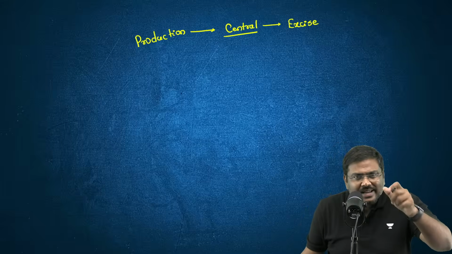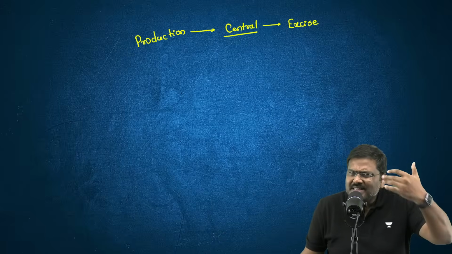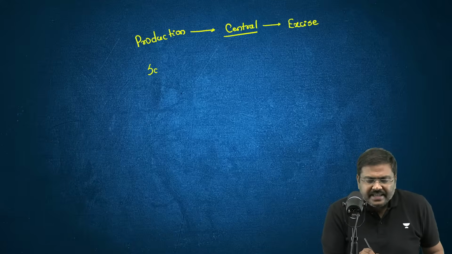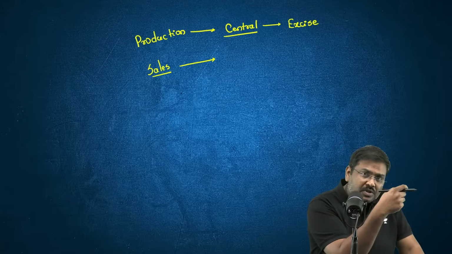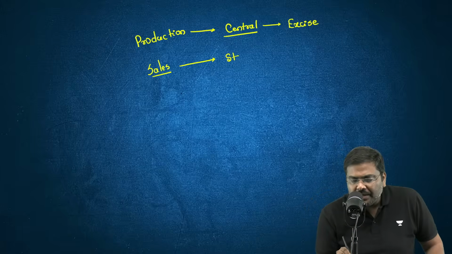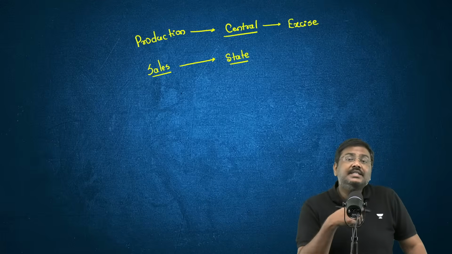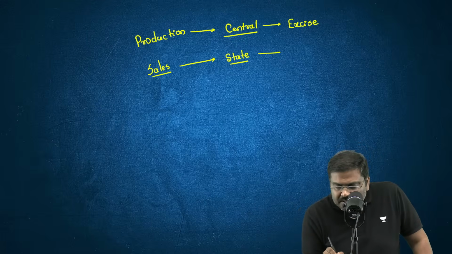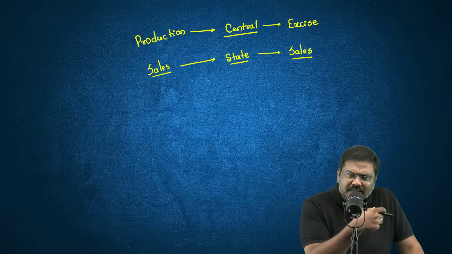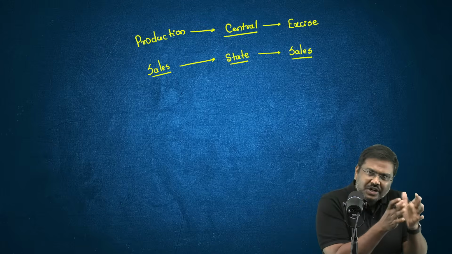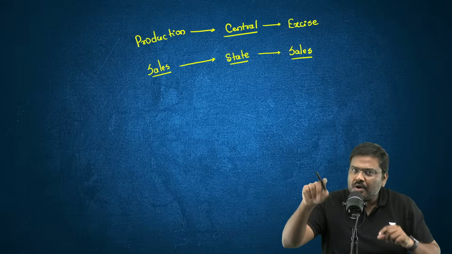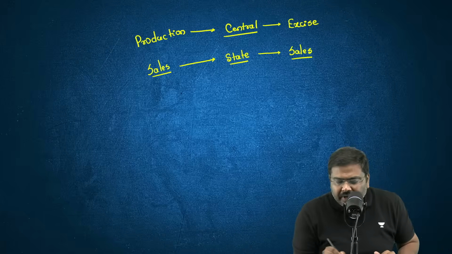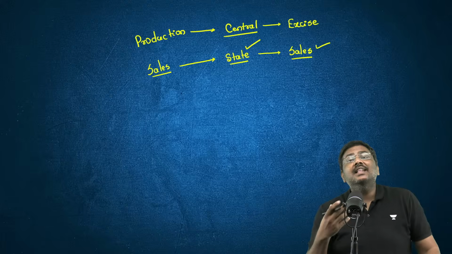And once the production is done, essentially now the sales has to be conducted. Now the sales activity, as per the provisions under the Constitution, the power to impose a tax on that was given to the state government. And the state governments announced and imposed sales taxes. So initially, there would be an excise duty imposed by the center on production activity, and on the sales activity, the state government would impose sales tax.